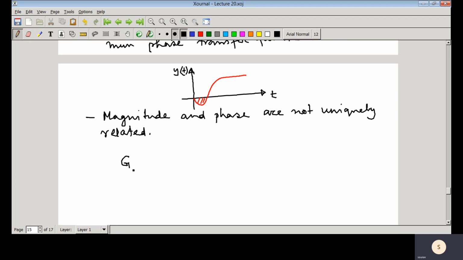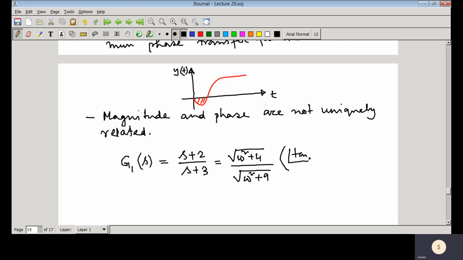Suppose we take a transfer function g1(s) = (s + 2)/(s + 3). If you replace s = jω, then you can see its magnitude is the square root of (ω² + 4) over the square root of (ω² + 9). And the angle is tan inverse(ω/2) minus tan inverse(ω/3). So this is the angle.